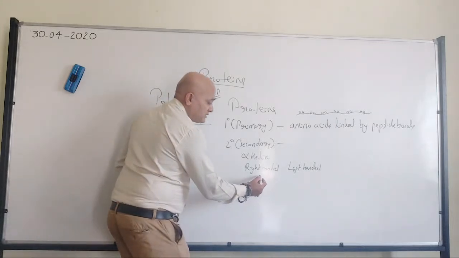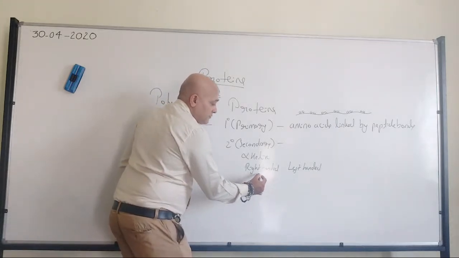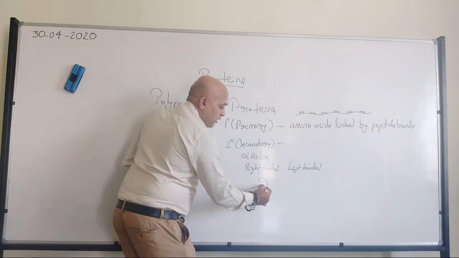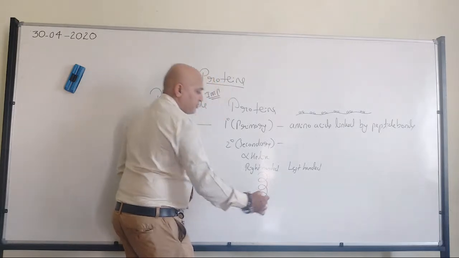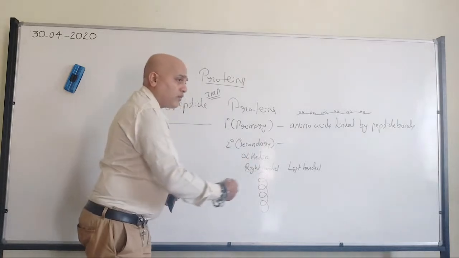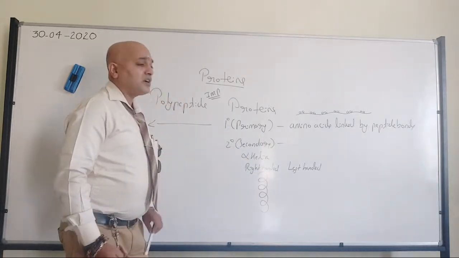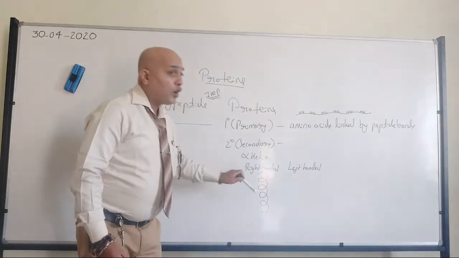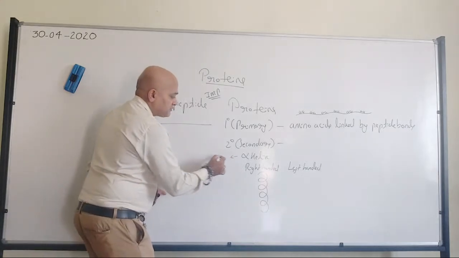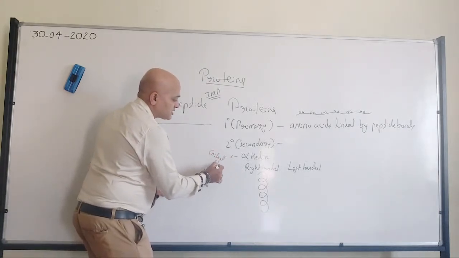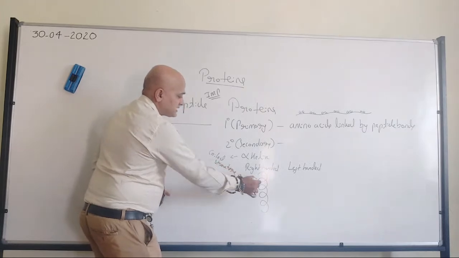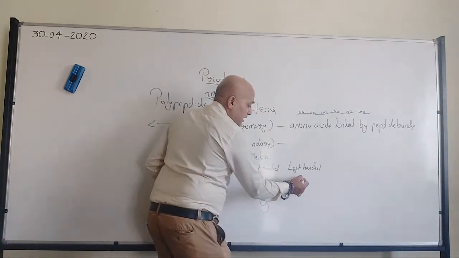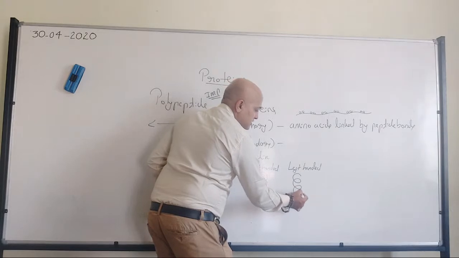Now right-handed means, observe me when I am making the coil. When I am talking about a right-handed alpha helical structure, I will rotate my pen in a clockwise direction. Then this is called a right-handed alpha helical structure. It has a coiled structure. Alpha helix will have a coiled structure. Now left-handed means I will rotate my pen in an anti-clockwise direction.